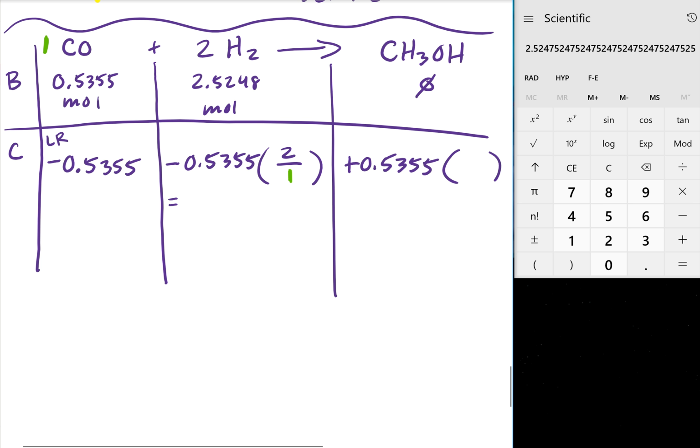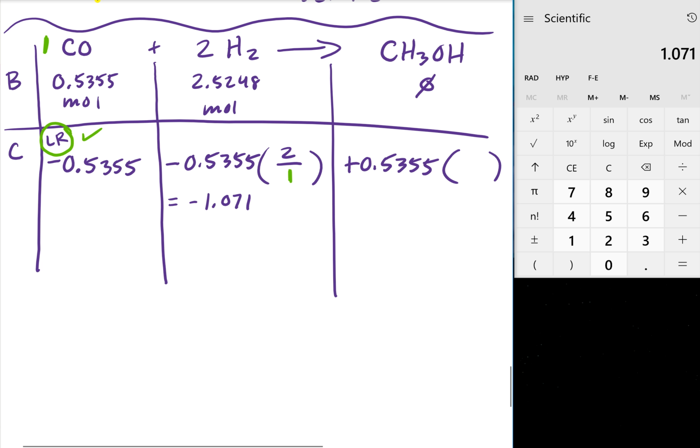Let's see if we have enough hydrogen. So we're going to punch in 0.5355 times 2 and I get 1.071. And you pause. Do you have enough hydrogen to continue? We will use 1.071 moles of hydrogen, and we have 2.5248. Yes, we have enough. So since we have enough hydrogen, carbon monoxide is the limiting reactant. So we're going to continue with our BCA table.